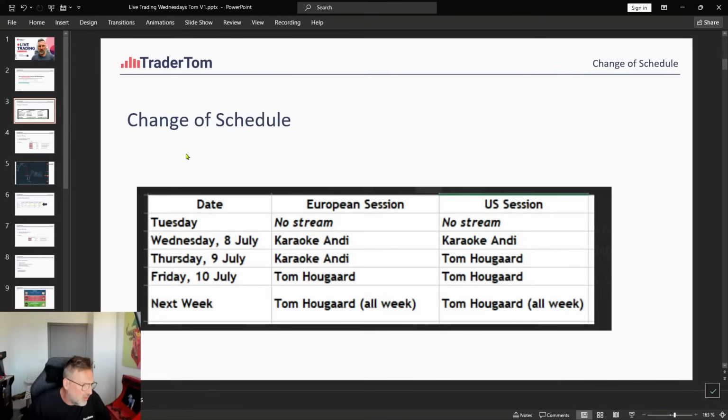So if you're wondering why it's me today, because usually I do Wednesdays, there's a change of schedule here. I posted that several times, but Telegram, new messages, and then stuff gets buried easily. So today I do the EU session, and later this day Tom will do the US session, and next week I will be on vacation, so next week will be Tom all week.